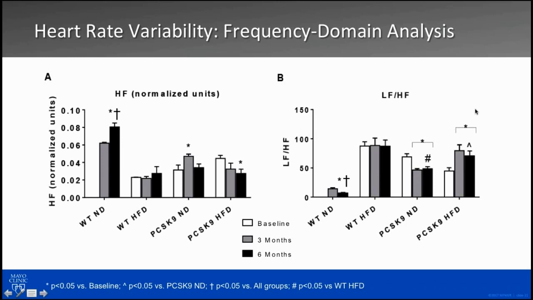More interesting is the ratio of the low frequency to the high frequency domain, which is a measure of the sympathovagal balance. That did decrease in all normal diet animals, as you can see in the wild type group, as well as the normal diet group of the gain of function. However, what we see is an increase in this ratio in the high-fat diet animals that had hypercholesterolemia, way over and above the other three. And that did remain elevated in the high-fat diet animals that were wild type, but there was no change longitudinally.